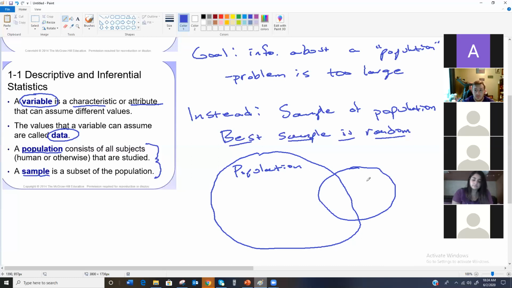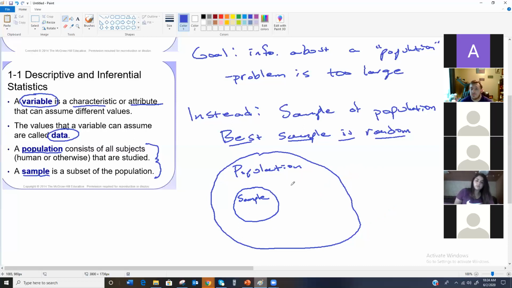Right. So if you're familiar with Venn diagrams, you're exactly right. This out here would be things that aren't in your population. So you don't want to sample things that are outside of your population. So when you're doing a sample, you want to make sure that your sample is entirely inside of your population. You only want to sample from the population that you're trying to study.